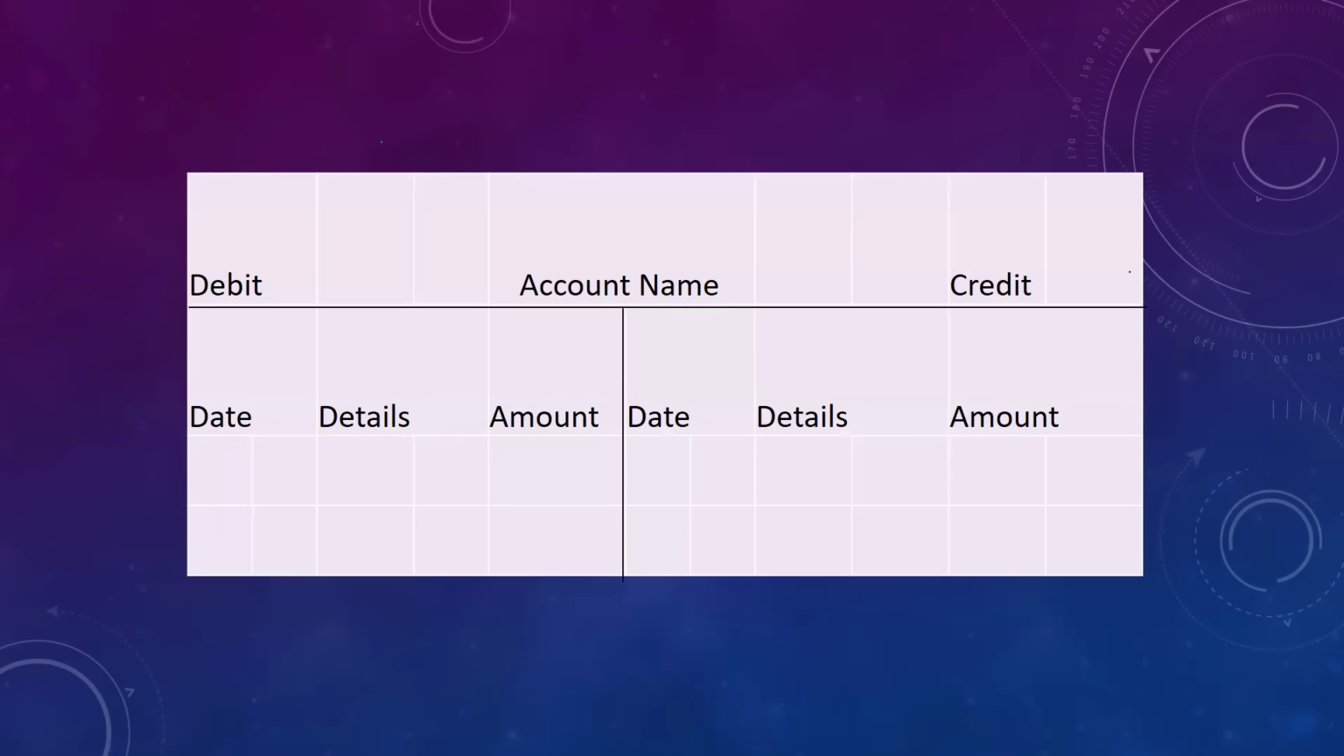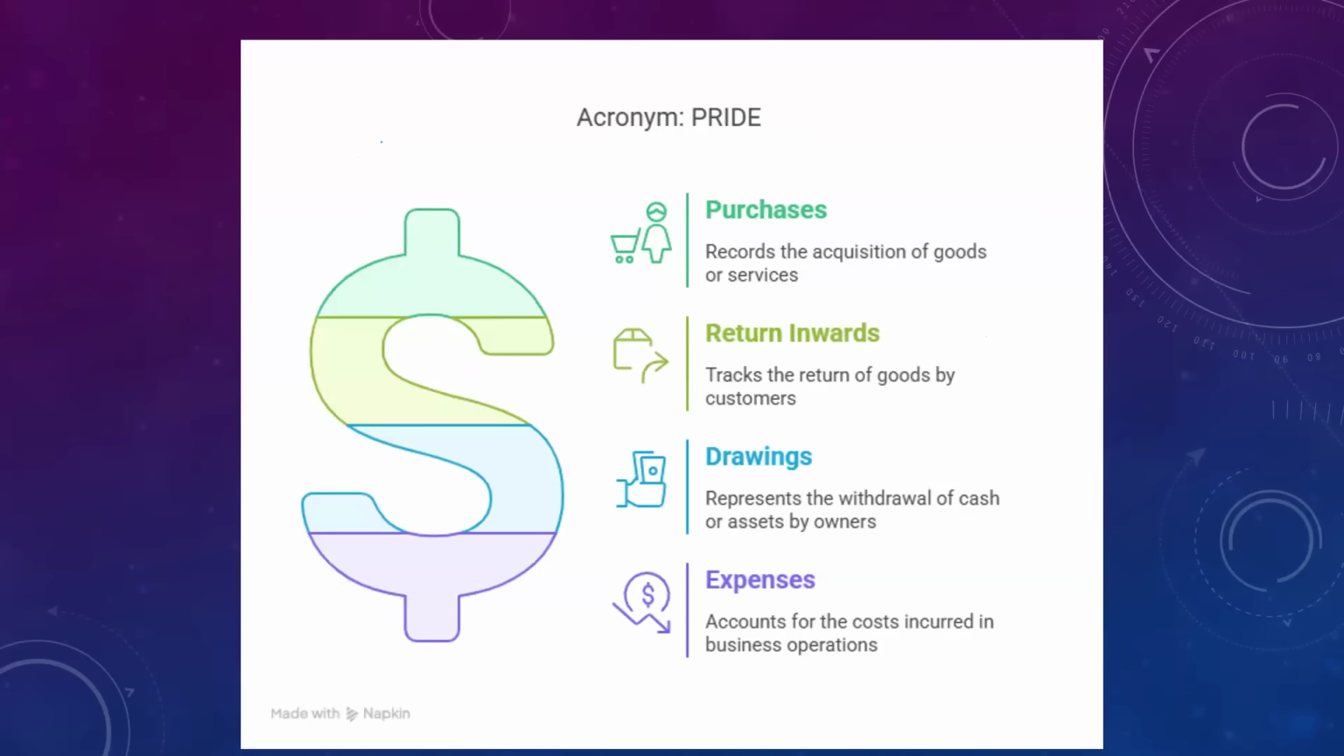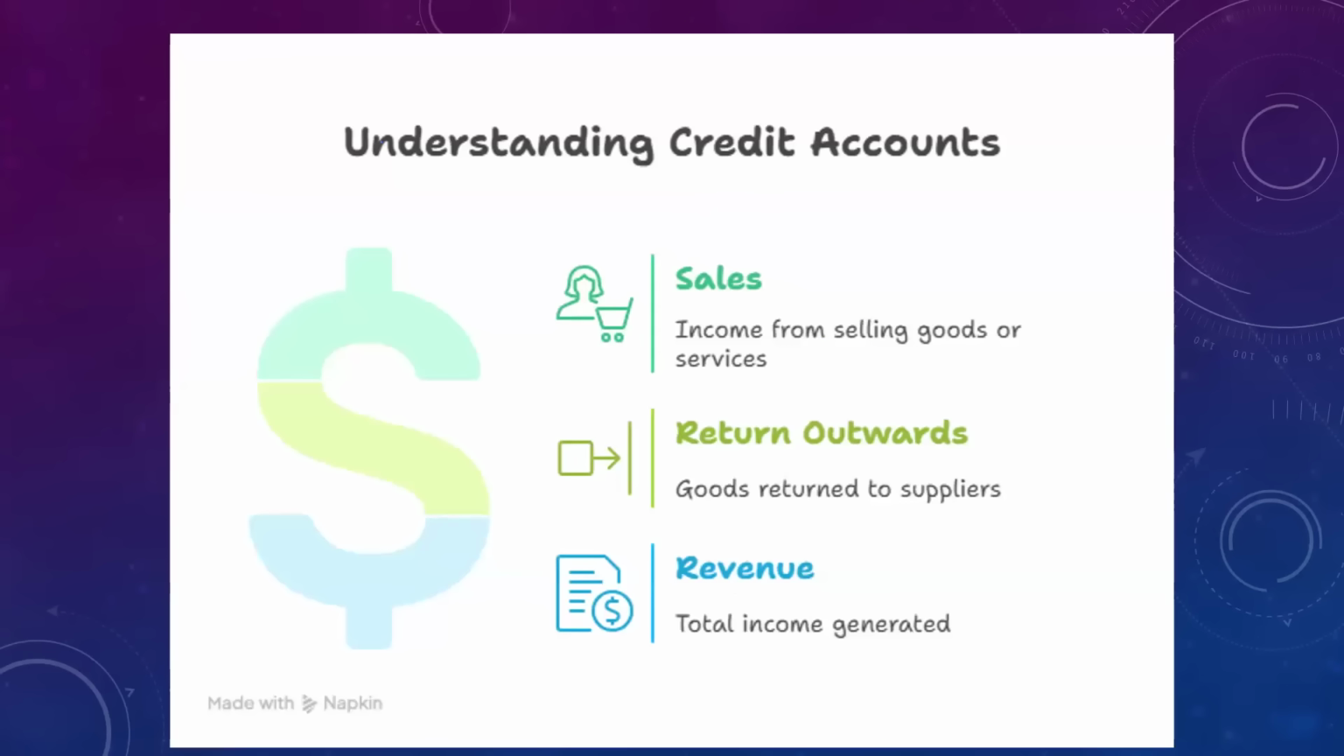This is what a T account looks like. Sir, could you go back to PRIDE, please? Sure. Purchases, return inwards, drawings, expenses. PRIDE. These accounts are always debited. And then sales, return outwards, and revenue are always credited.